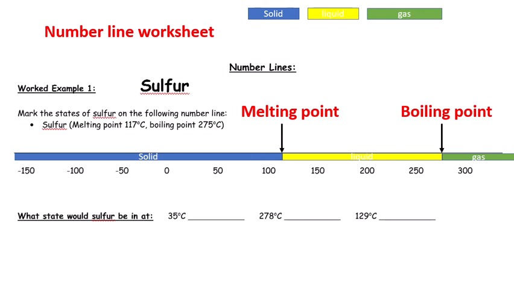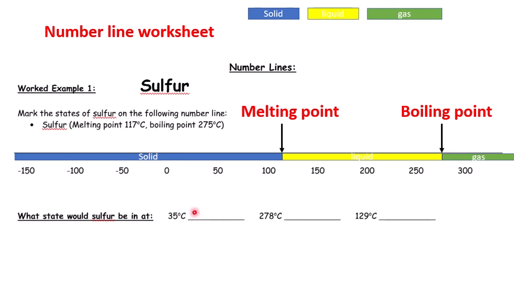Okay, so to work out the state then, if you understand that, then this next wee bit hopefully is fairly easy, because the question is, what state would sulfur be in at 35 degrees centigrade? Well, all that we have to do is go along our number line and find where 35 is. So there's 0, there's 50, so 35 is going to be somewhere around here. And you can see that's in the blue zone of this. So that would mean it's a solid.